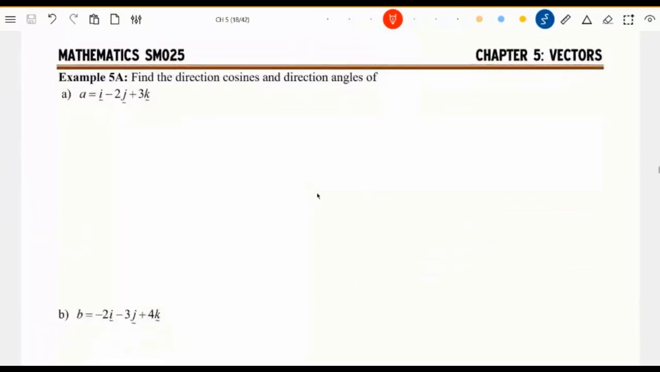Example 5a. So find the direction cosine and direction angle. Untuk dapatkan direction cosine dengan angle, what you need to know is magnitude dulu. So magnitude A adalah 1 plus 4 plus 9. So kita dapat berapa ni? Square root 14. Okay, now we find the direction cosine dulu.